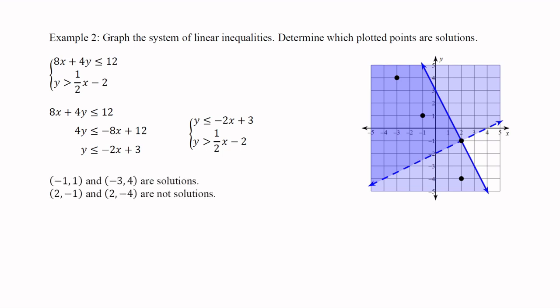Now, you'll notice that (-1, 1) and (-3, 4) are solutions. They're both within the shared shaded region, so no doubt about that. (2, -1) lies at the intersection of the two lines, but one of those two lines is dashed, which means we do not include the solutions of the line. So therefore, it is not a solution, and neither is (2, -4), because it lies within the solution region of one inequality, but not the other.